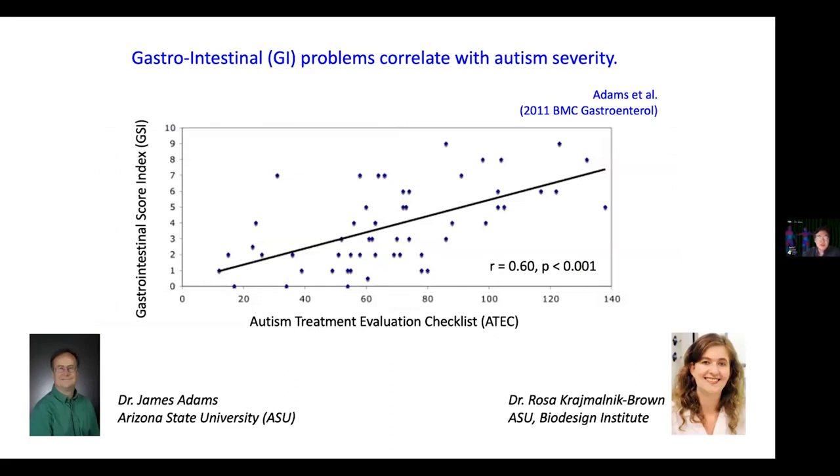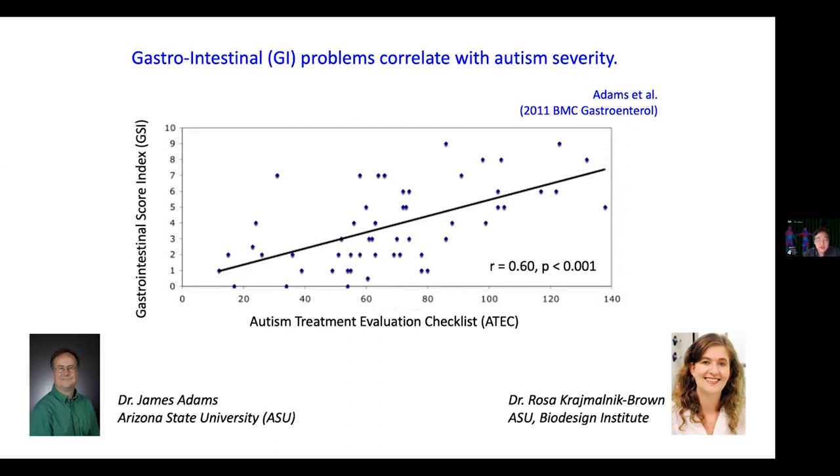This project was initiated by a conversation between Dr. Adams and Dr. Rosa Krajmalnik-Brown. Dr. Adams had preliminary data that children with autism have more gastrointestinal problems, like constipation and diarrhea.